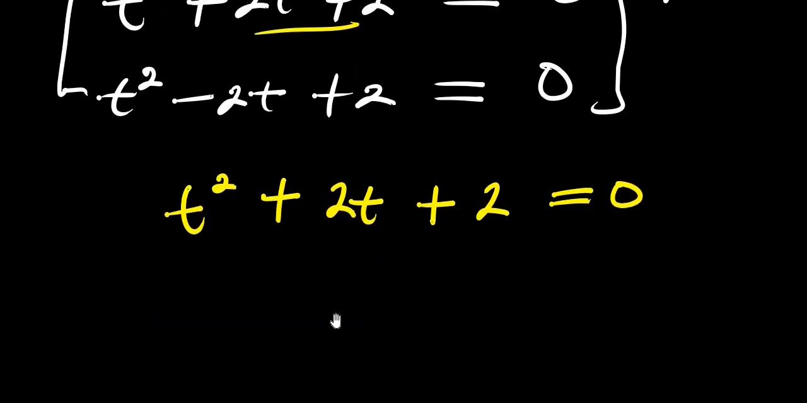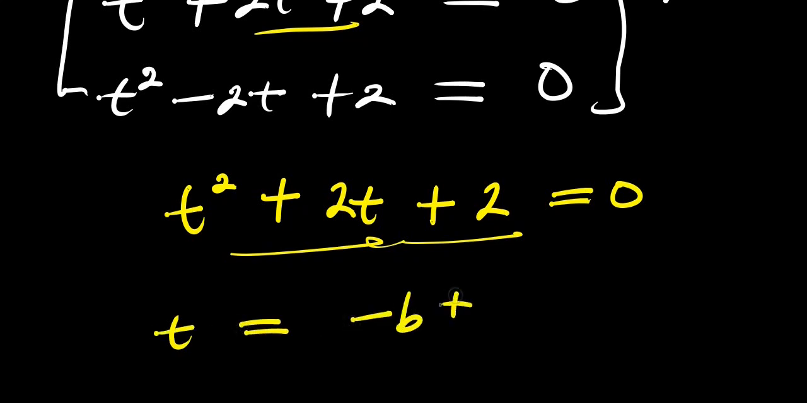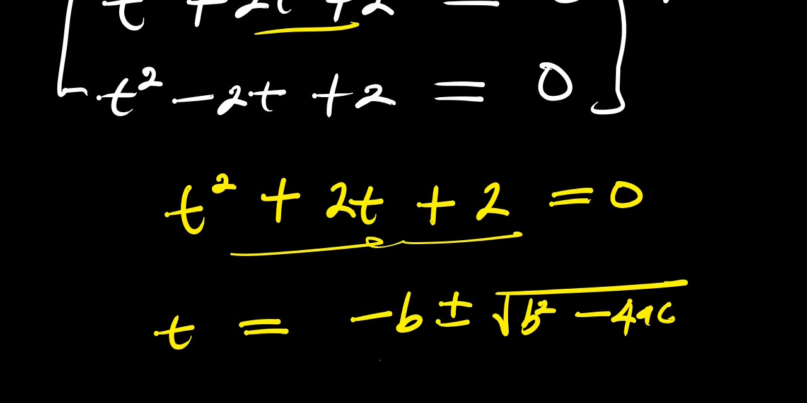Now, this is not factorizable, so we are going to solve it either using the completing the squares or the formula method. But in this video, we are going to solve using the formula method. And we are writing the formula in respect to t. That means we have t equals negative b plus or minus square root of b squared minus 4ac, divided by 2a.